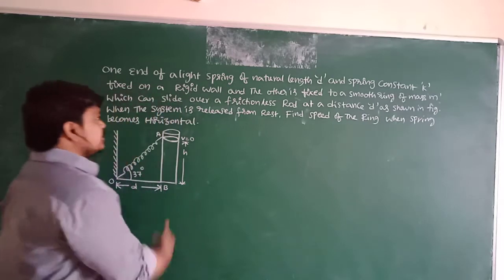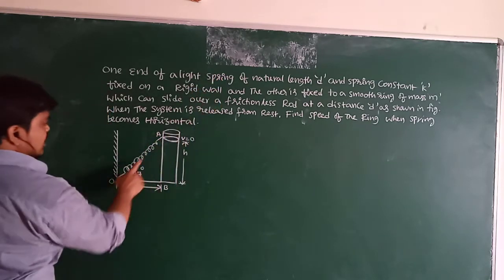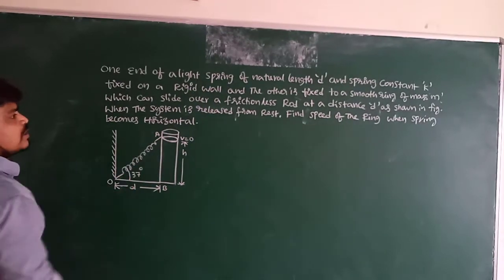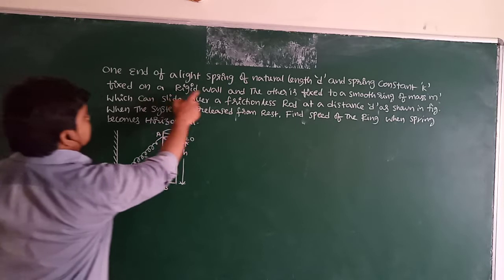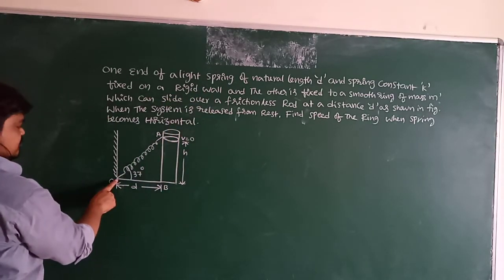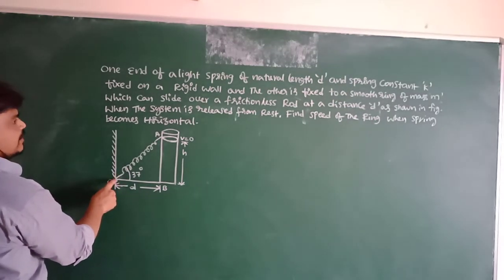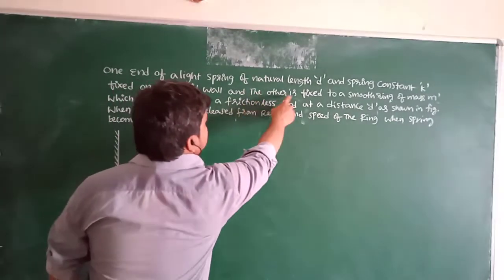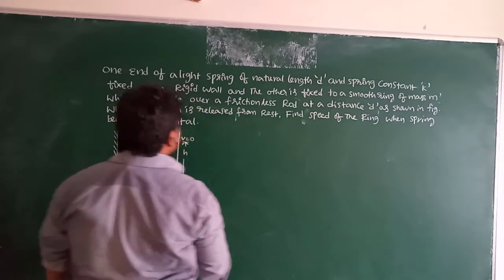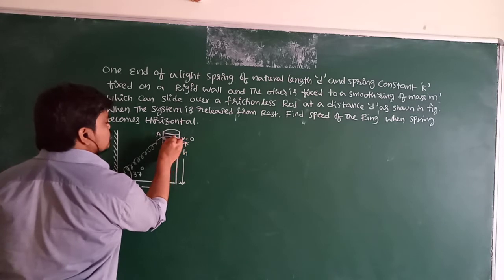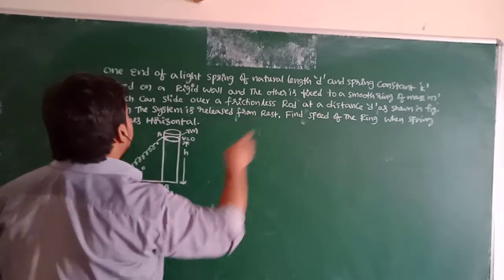Now I am going to present a new question. See here, one end of a light spring of natural length d and spring constant k is fixed to a rigid wall at the point O, and the other end of the spring is fixed to a smooth ring. This is a smooth ring whose mass is m.